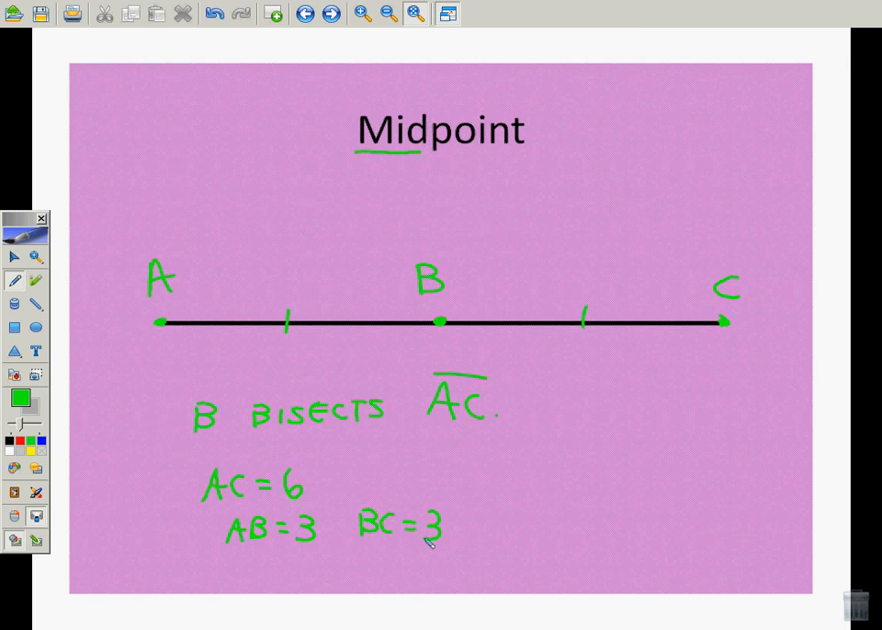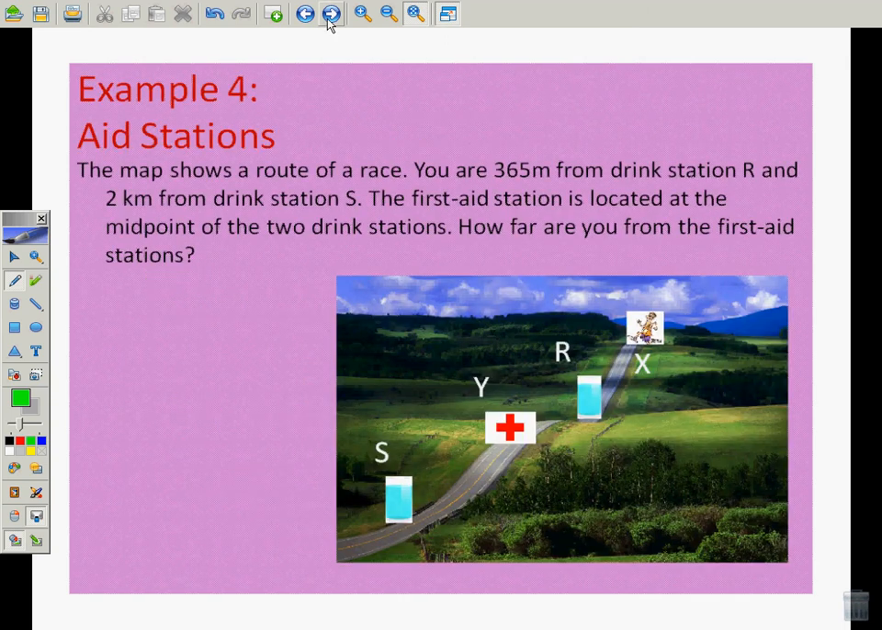Now, aid stations. I'm not going to go through this problem. This is one I want you to try to do on your own and figure out on your own. Notice, here's me running up here, top of the hill at point X. Here's one of my water stations. Here's the first aid station, water station, first aid station, other water station. Use the information in this problem to try to figure it out.